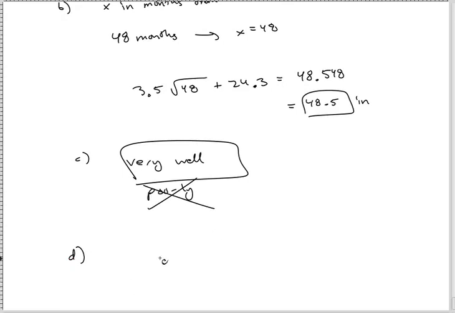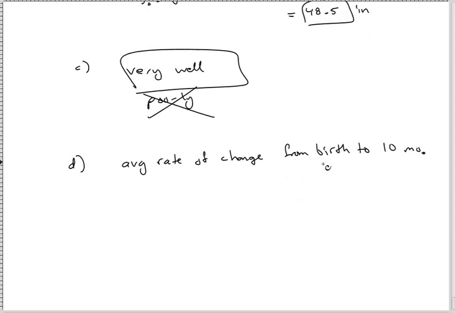So part D now says, what's the average rate of change from birth to 10 months? Okay. Birth in months is what? 0 months old. So 0 to 10. And those are both going to be x values. Average rate of change is the same as saying slope.